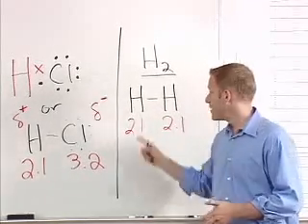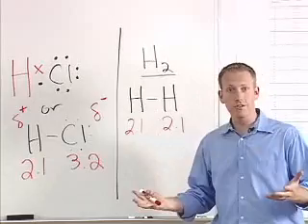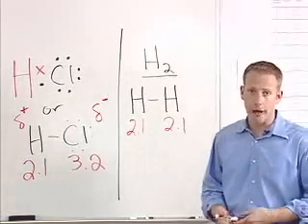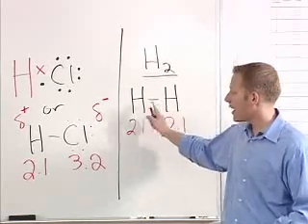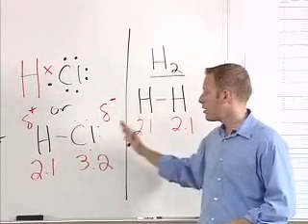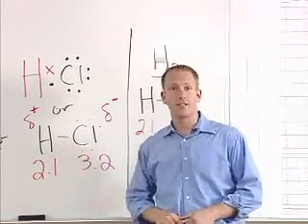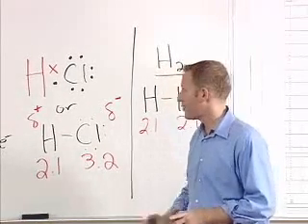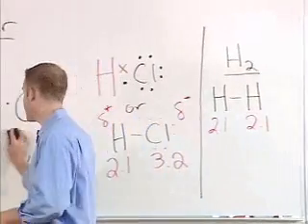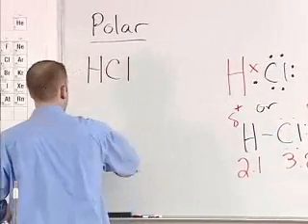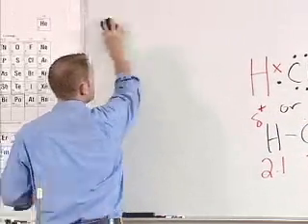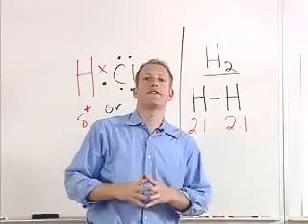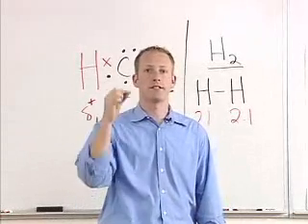Therefore, there's no poles, no one's pulling any harder than the other. This is a non-polar bond. Non-polar bond because they have the same element. Polar bond because they are different elements. But we're not completely done with polar and non-polar. It actually gets a little bit more complicated, or maybe a little bit more easy, depending on how you look at it. To really understand the difference between polar and non-polar, you have to understand this.